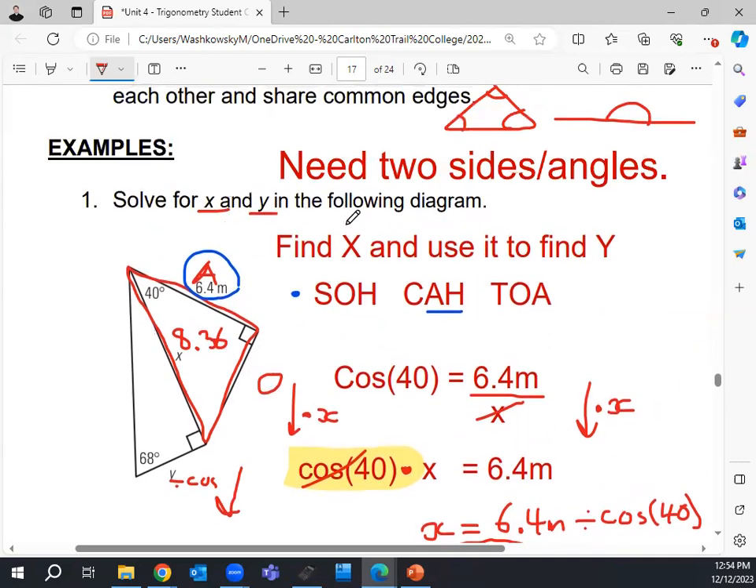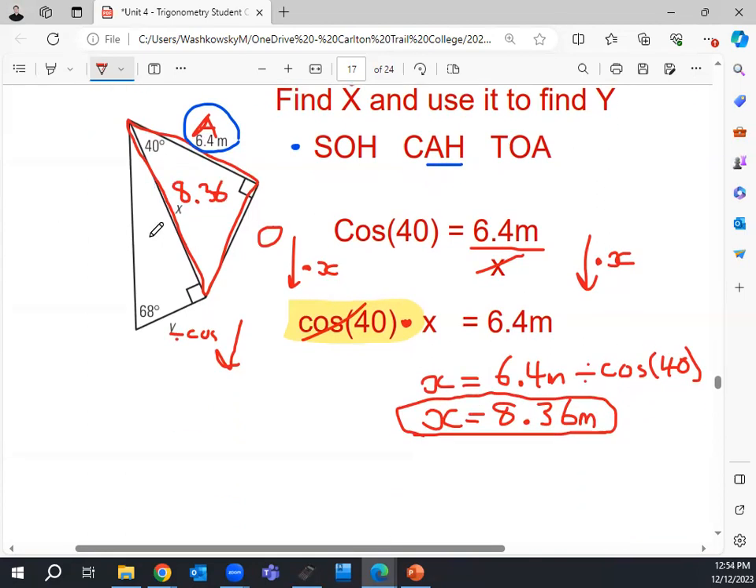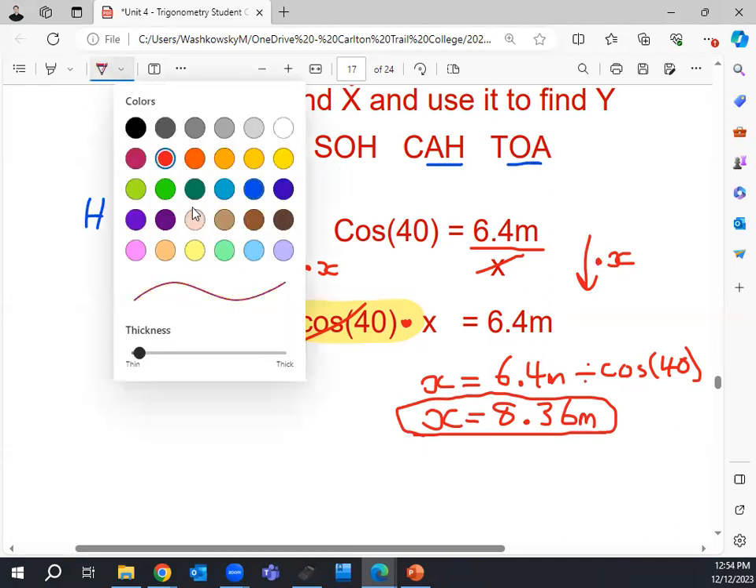I can use it to find Y. So check, now I can use it to find Y. Now, if I'm looking at this other triangle, again, this one I'm drawing in red here, I now have two things. I have this opposite side, and I'm trying to find my adjacent side. So what uses O and A? Tangent. So now I need to use TOA.